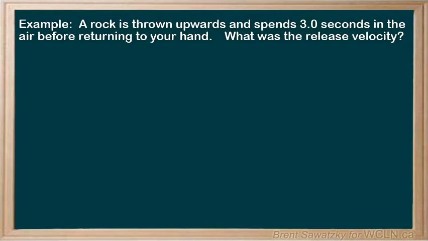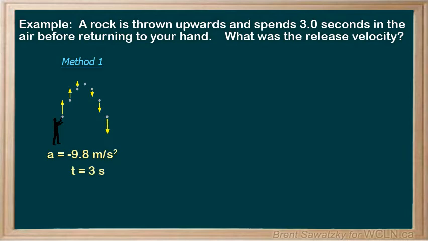Method 1. If we consider the whole trip from your hand, upwards to the top and back to your hand, it would involve the entire 3 seconds. So, t equals 3. Now, what about the displacement for this situation? What do you think? Well, right, the displacement would be 0.